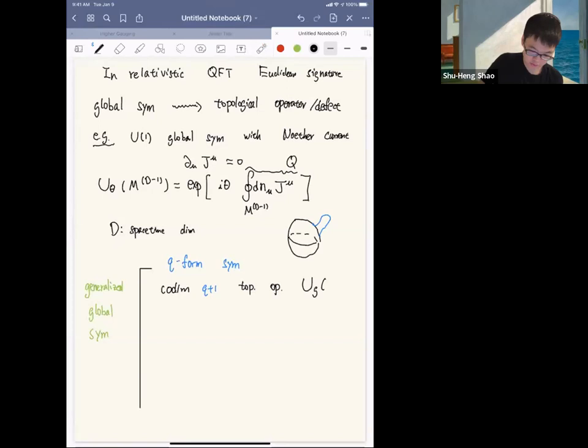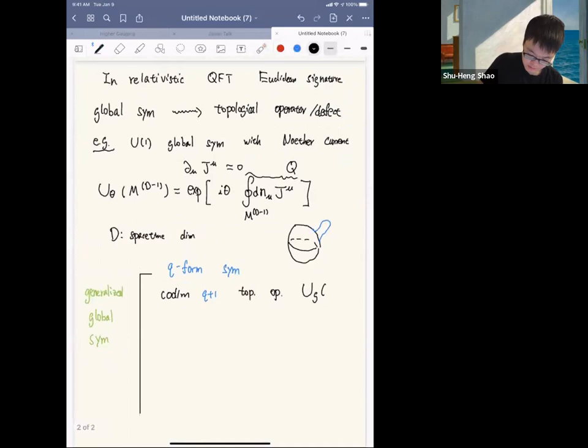Okay. So those are about the ordinary global symmetry. Let's talk about the generalized one. The first one is a Q-form symmetry. A Q-form symmetry is not implemented by a codimension one topological operator or defect. Rather, it's implemented by a codimension Q plus one topological defect. So let me write the codimension here.